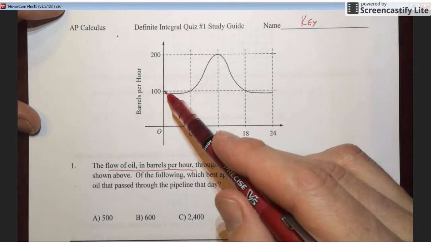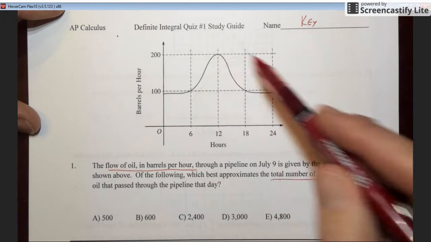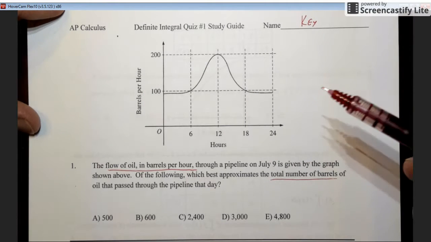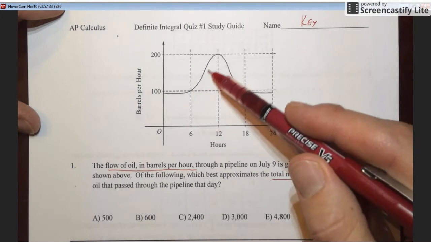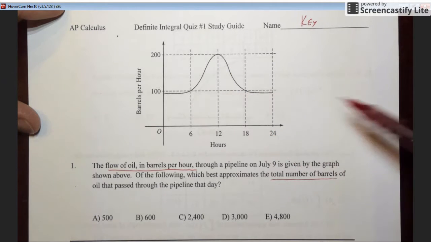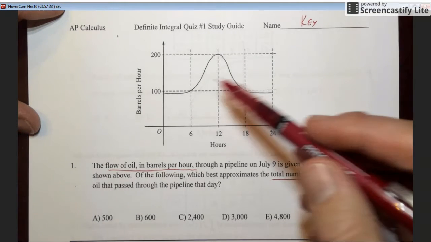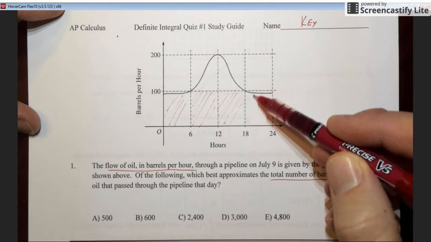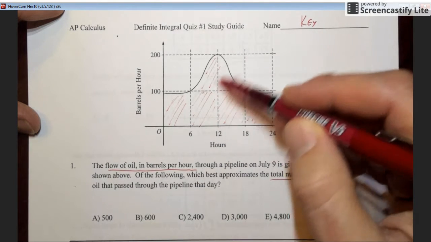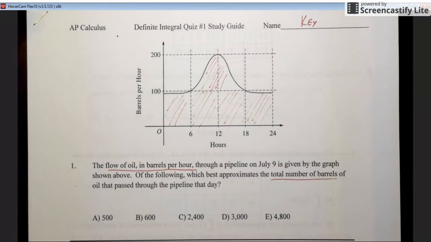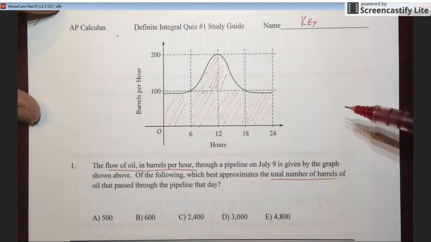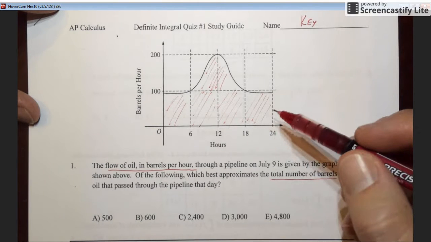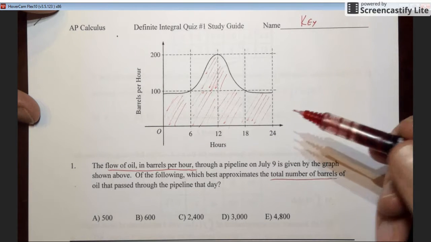All right, so we see 100 barrels per hour going up to 200 barrels per hour, back down to 100. This is an area under the curve problem, and we have to approximate since we don't have an exact formula for this region. But we do have 1, 2, 3, 4, 5, more or less 5 of these grids that we can just add up to find the area underneath. The question is, how many barrels is each grid worth?